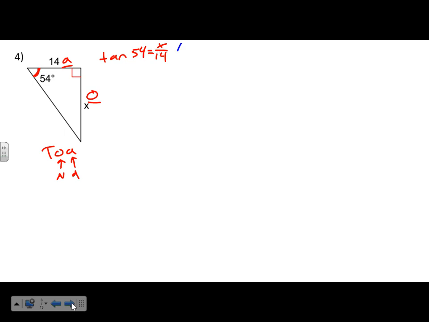This one, similar to the first one, we just want to get rid of that denominator, so I multiply both sides by 14. So 14 times the tangent of 54 is 19.27.